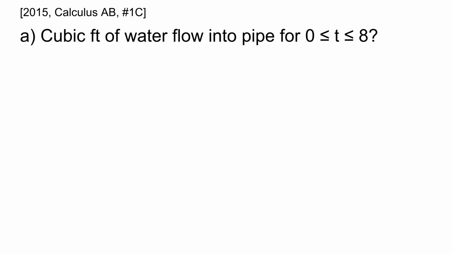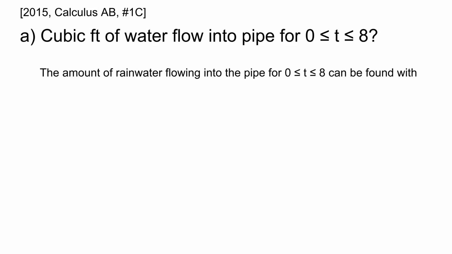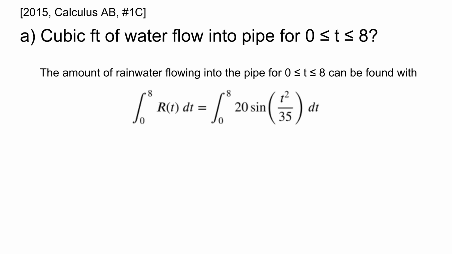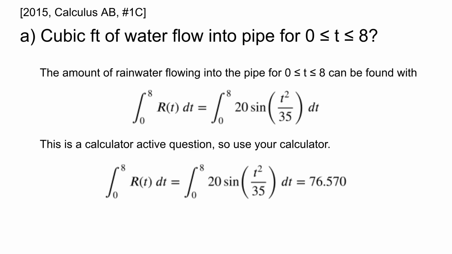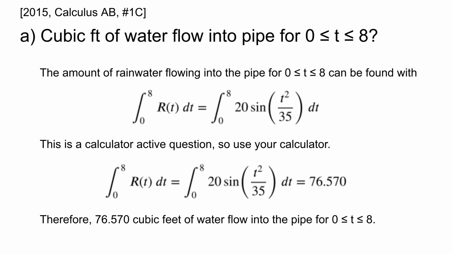In part A of the question, we are asked to determine how many cubic feet of water flow into the pipe between t equals 0 hours and t equals 8 hours. The amount of rainwater flowing into the pipe for values of t between 0 and 8 can be found with the integral from 0 to 8 of r of t dt. Since the question is calculator active, use your calculator to evaluate the integral. When we do this, we find that there are 76.570 cubic feet of water that flow into the pipe for values of t between 0 and 8.